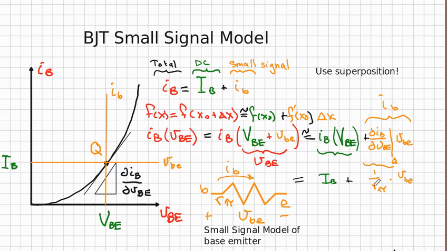Now, from this equation right here, you can see it's really the equation of a resistor here, having a value of r pi, with a current i_b going in it, and a voltage v_be across it. Let's figure out how we can calculate r pi here. Notice that 1 over r pi is equal to this partial derivative here evaluated at the Q point.